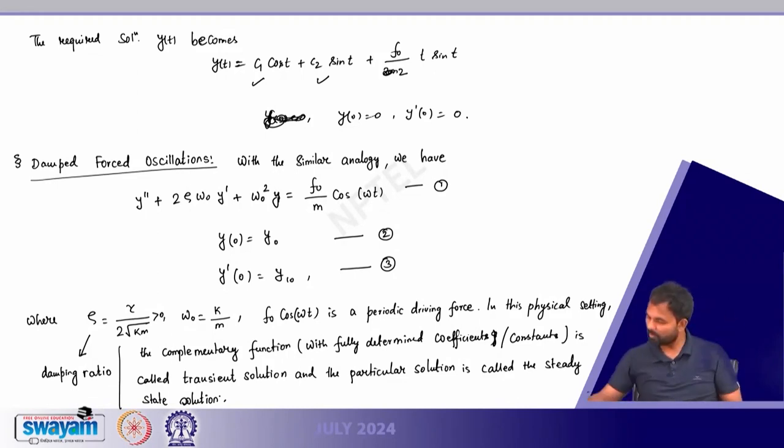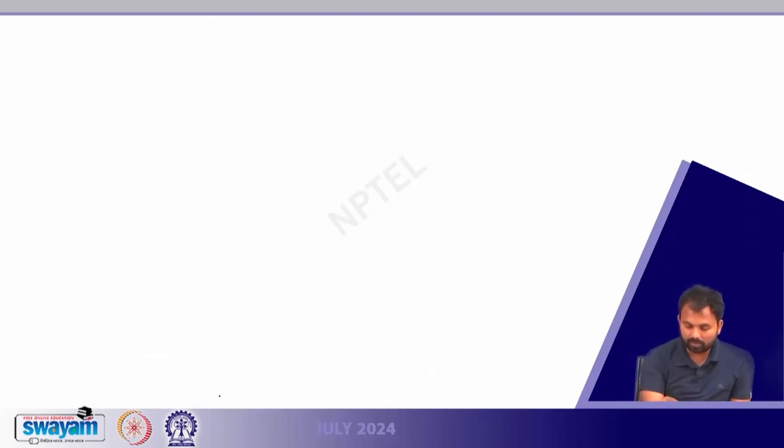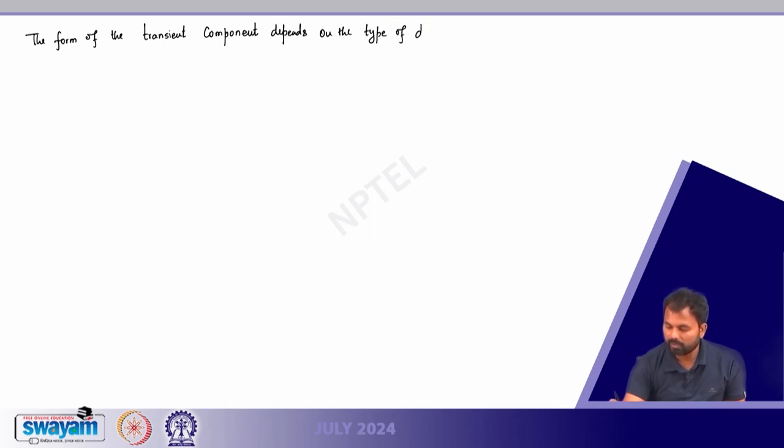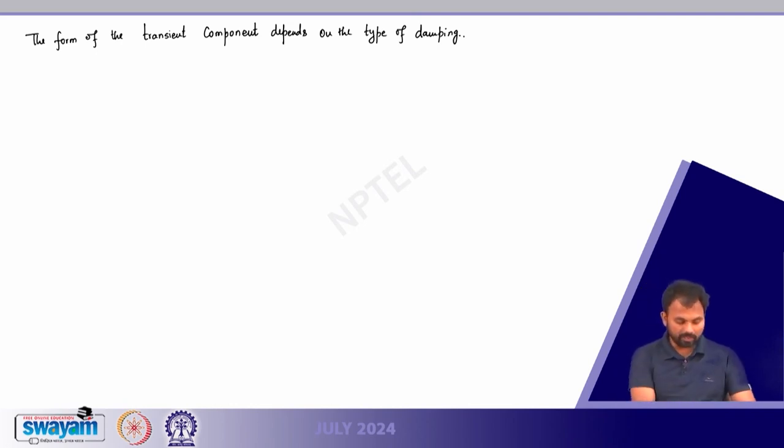Okay. And the form of the transient component depends on the type of the damping, obviously, because now it involves gamma. Gamma actually is the damping coefficient. So, since now the solution involves gamma, the transient solution actually depends on the type of damping we have. And at the same time, what do we have?